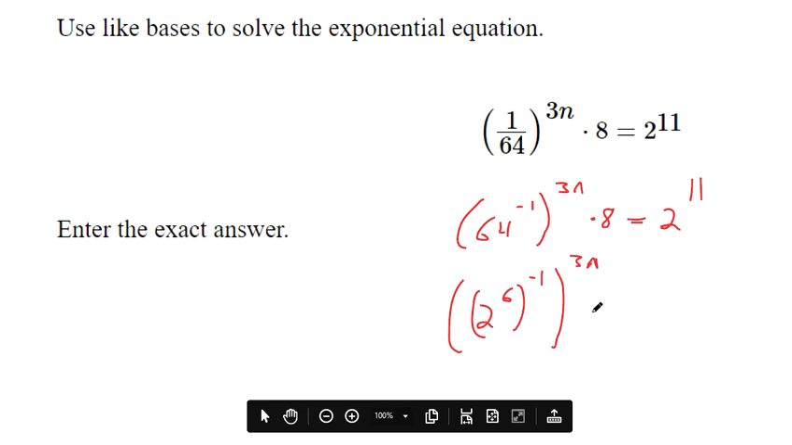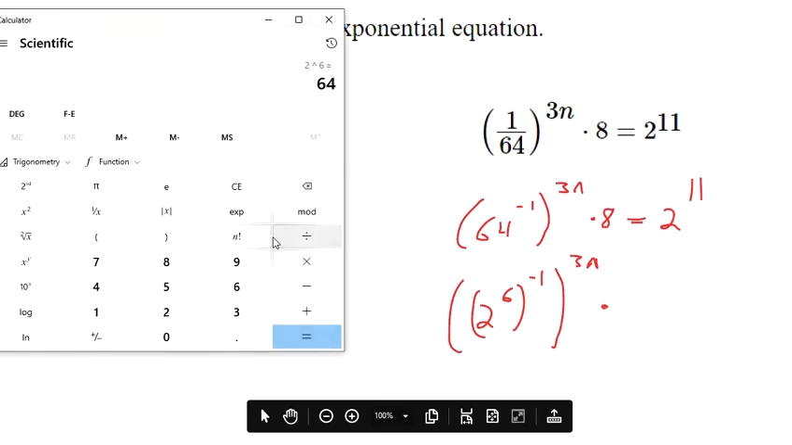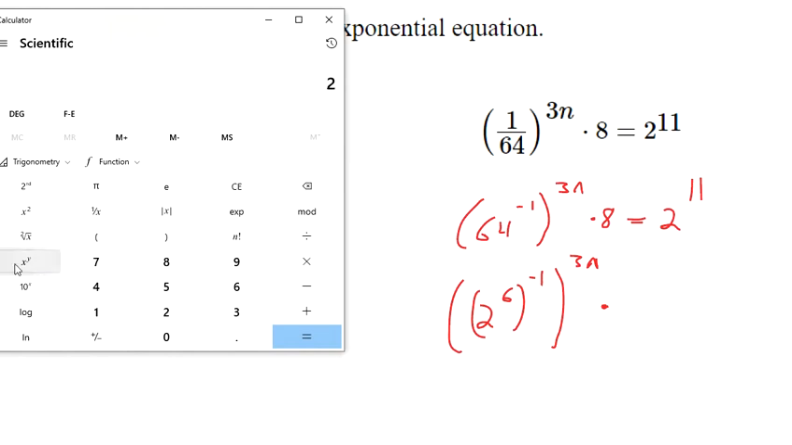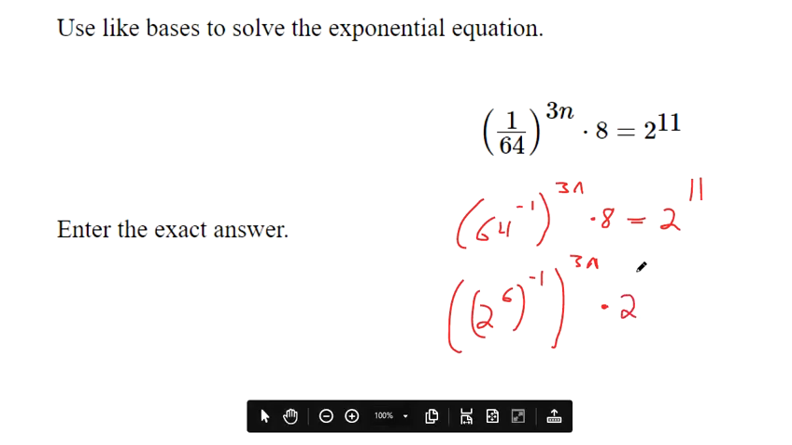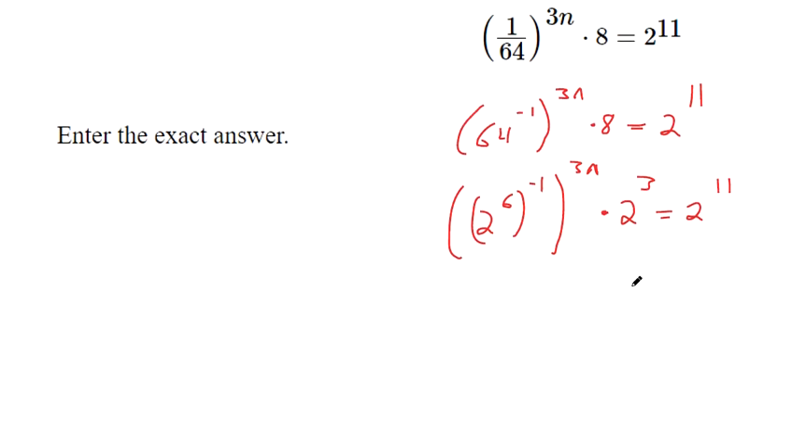Now what about 8? Can you rewrite that in terms of a power of 2? If you do 2 squared, that makes 4. So that's not it. If you do 2 to the 3rd, that makes 8. So that's 8 is 2 to the 3rd. Okay, we're getting closer. Everything's now in a power of 2.